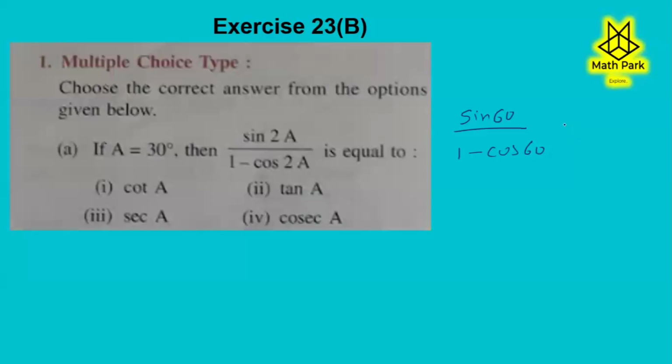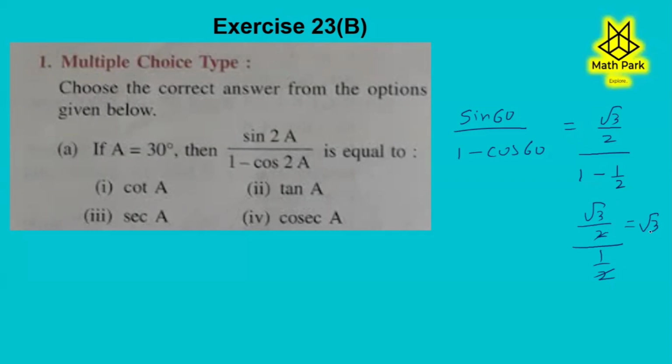So sine 60 is root 3 by 2. 1 minus cos 60 is half, so 1 minus half is half. So it is root 3 upon 2 upon 1 by 2. So this 2 and 2 got cancelled. The answer is root 3.